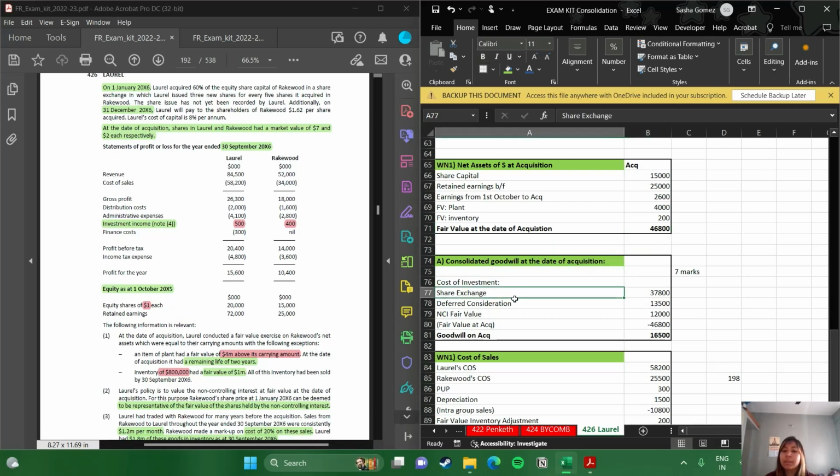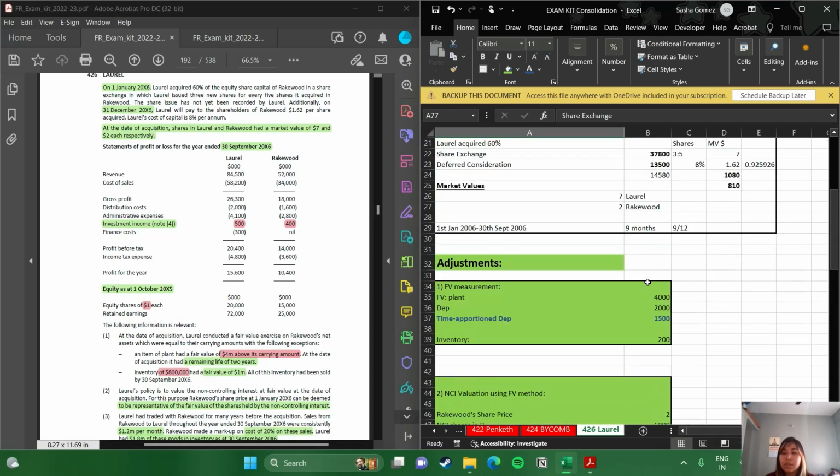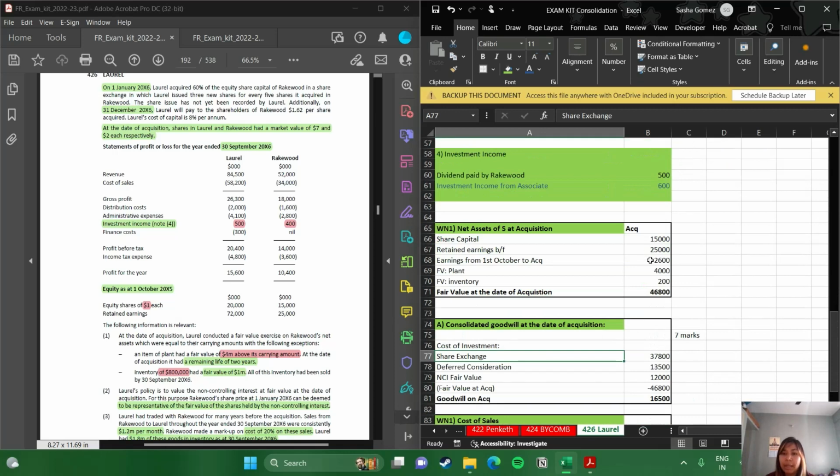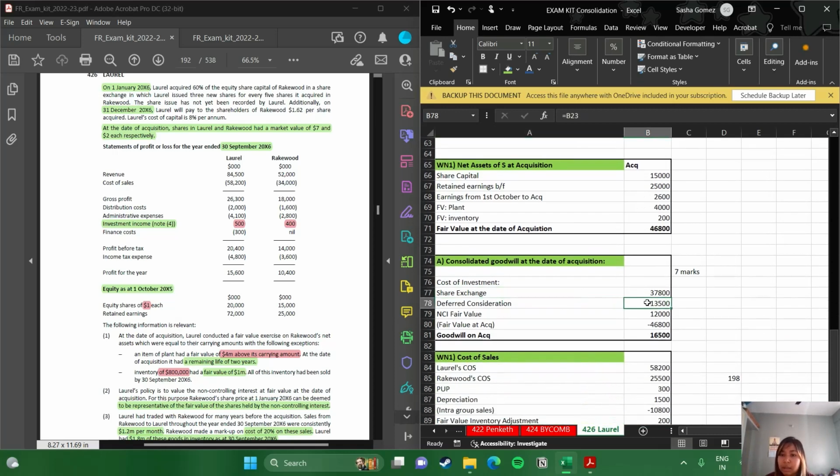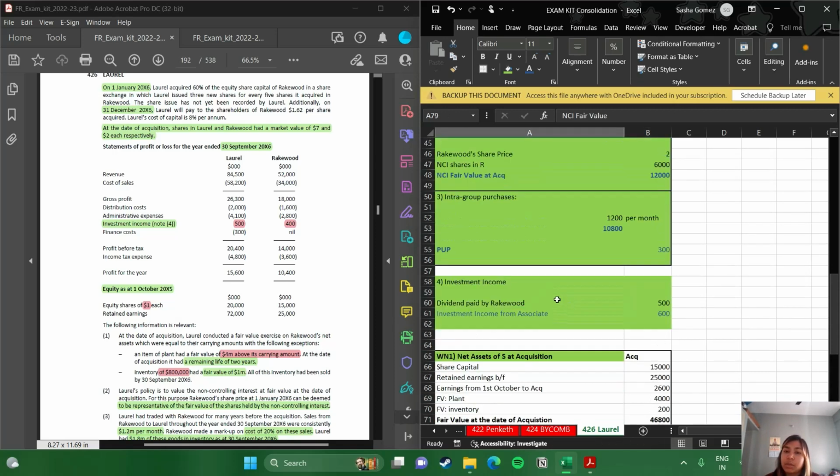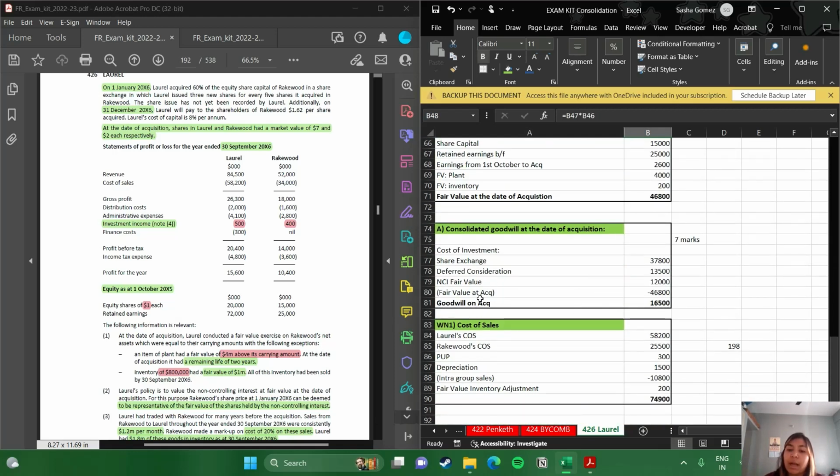Your cost of investment includes a share exchange and deferred consideration. These we already calculated here itself. So we take that, add this, add this: share exchange and deferred consideration. Then you have your NCI fair value. The NCI fair value we also calculated, which is 12,000. Then your fair value at acquisition is this. You get your goodwill on acquisition, 7 marks, easily got.